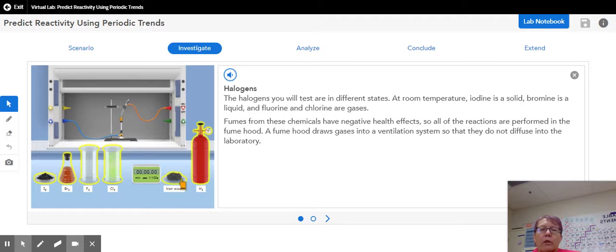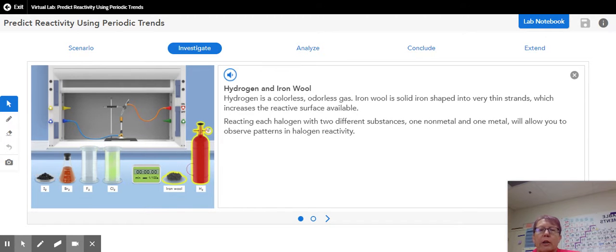The second thing that it wants us to look at in the picture is hydrogen and iron wool, or steel wool. It tells us hydrogen is a colorless, odorless gas. Iron wool is solid iron shaped in very thin strands, which increases the reactive surface available. And then it tells us to react each halogen with two different substances, one nonmetal, which is the hydrogen gas, and one metal, which is the steel wool. That'll help us figure out what is more reactive.